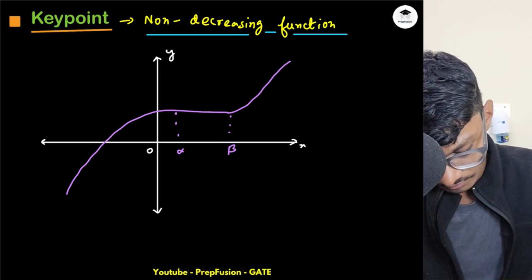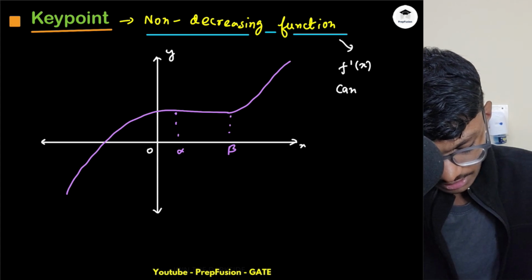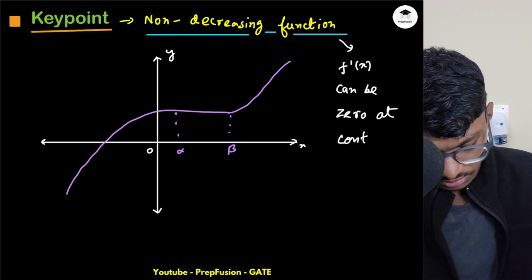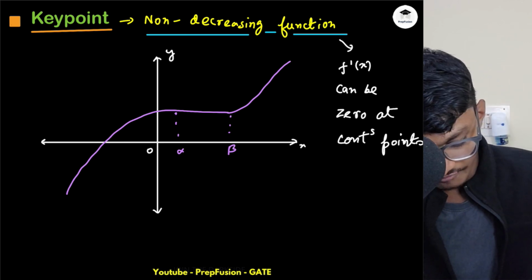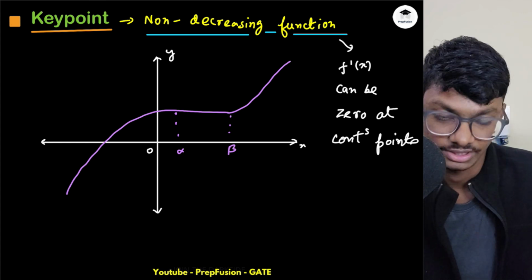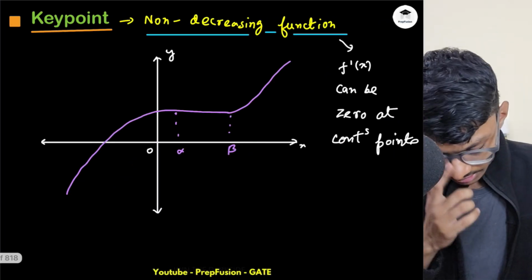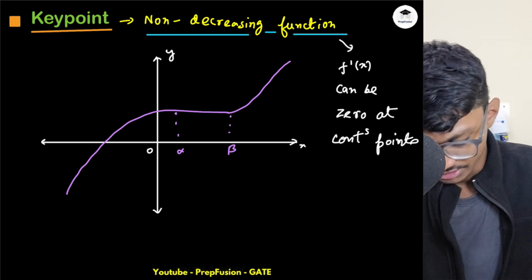Okay, f dash of x can be 0 at continuous points. What do you mean by this? Previously also you said f dash of x can be 0, but at discrete points, at single value points or different points. Here I am observing from alpha to beta, it is always 0. f dash of x is always 0 in this range.